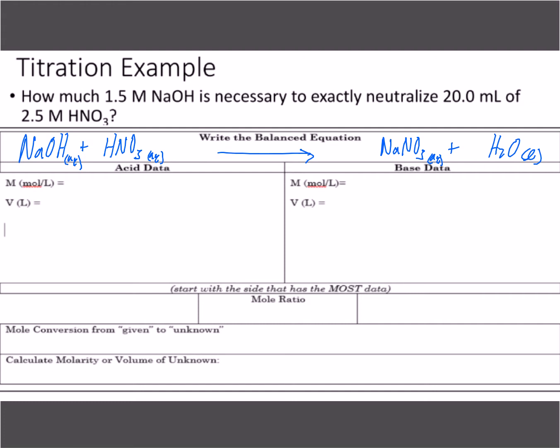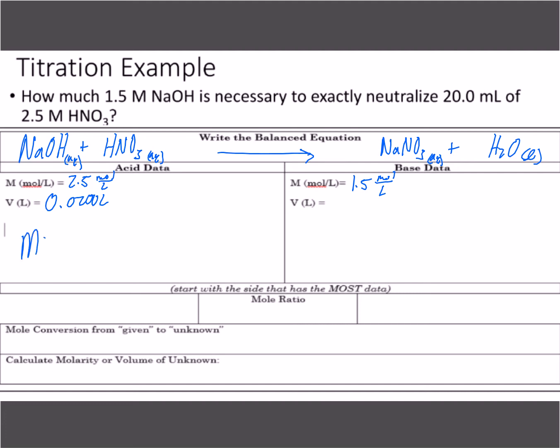So, jot down what we have. We have 1.5 moles per liter of NaOH. We have 20 mL of nitric acid, which we're going to change to liters, 0.0200 liters. We also have the molarity for nitric acid, which is 2.5 moles per liter. So which one is my acid or my base, my stock solution? Why is the acid the stock solution? Because you have both the concentration and the volume. So that's the one we're going to use to figure out the number of moles.